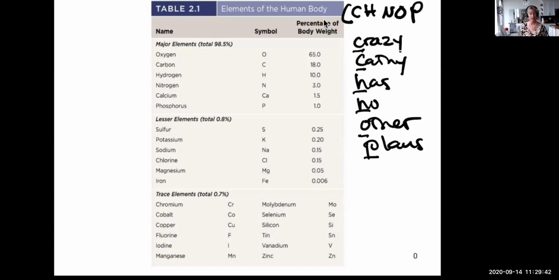Lesser elements, but that are extremely important, of course: sulfur, potassium, sodium, chlorine, magnesium, and iron. All of these elements you find in the macromolecules of the body. Some trace elements are chromium, cobalt, copper. In particular, iodine and iron are the two that we want to look at. Iron now is included in lesser elements, but it's also present in very, very small quantities, but of course very, very important.